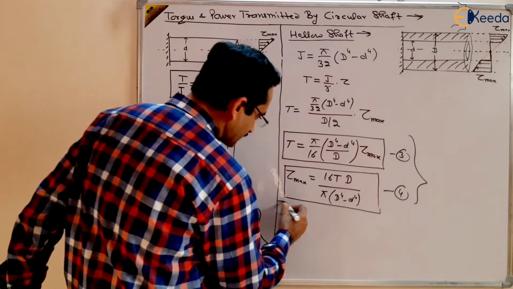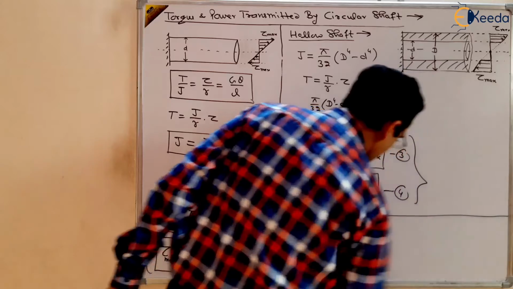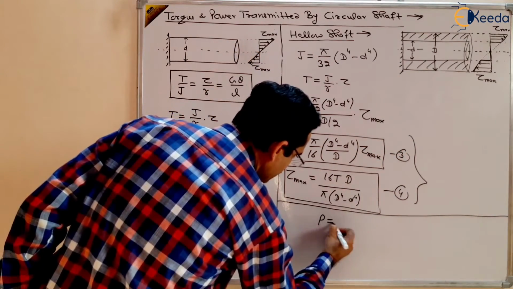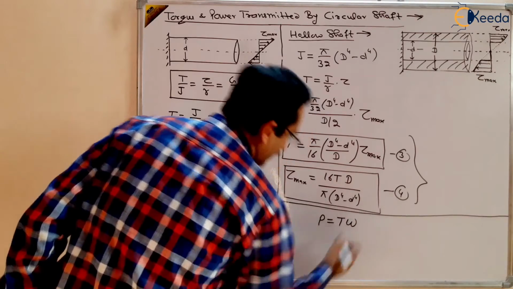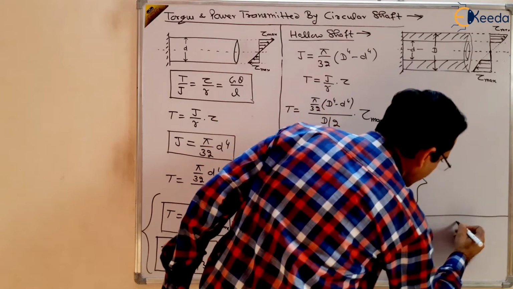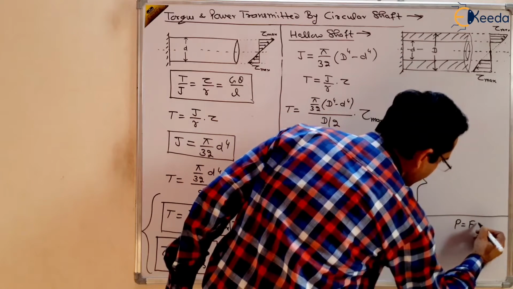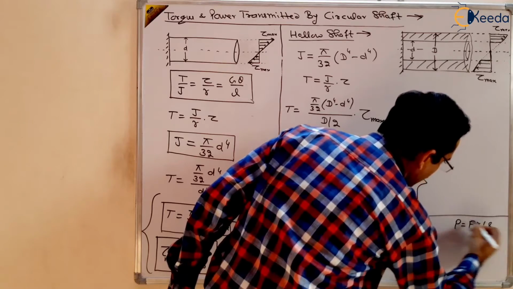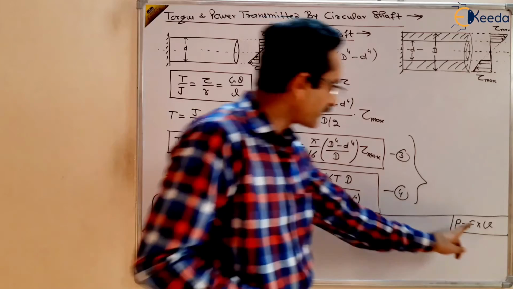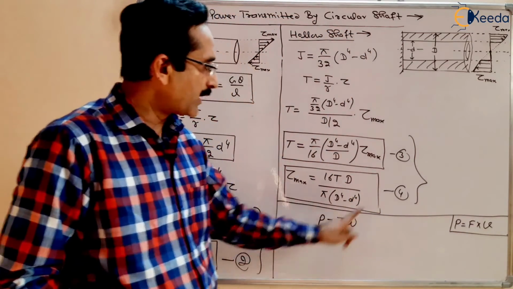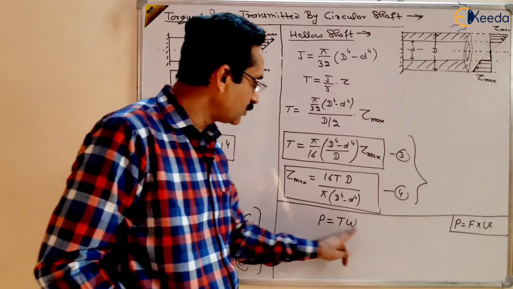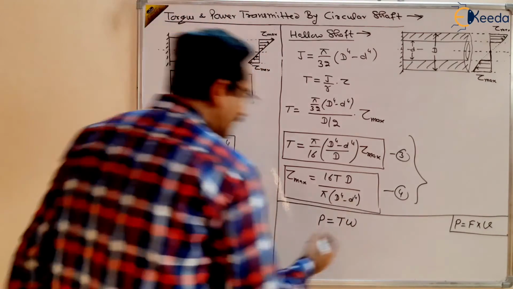And what is the power transmitted? Power transmitted by the shaft. What is power? Power is torque multiplied by omega. You know that in linear power transmission, the power is given by force multiplied by velocity. You should remember this. So in rotation, this force is replaced by torque, and this linear velocity is replaced by angular velocity. So power is equal to T omega or omega T, right?